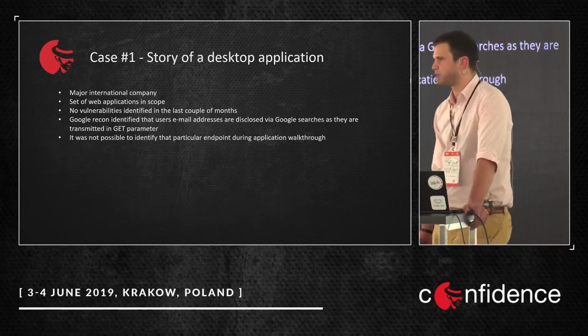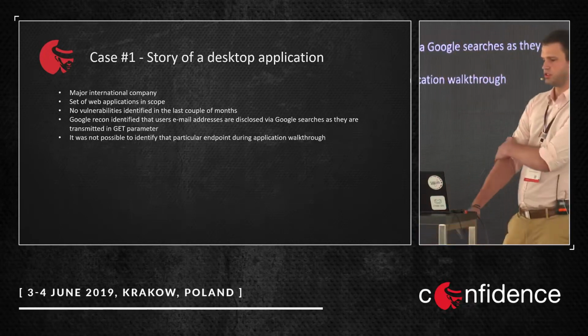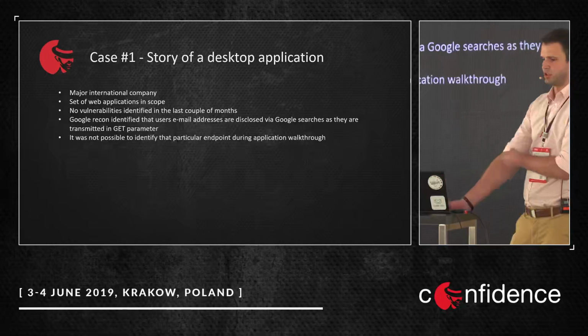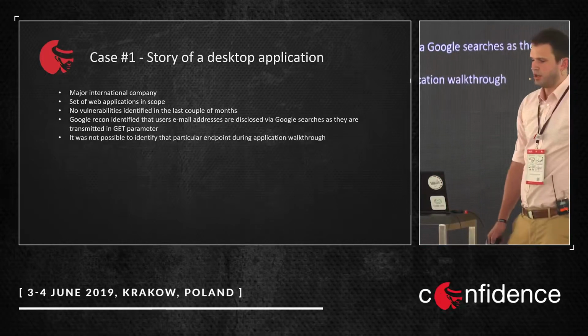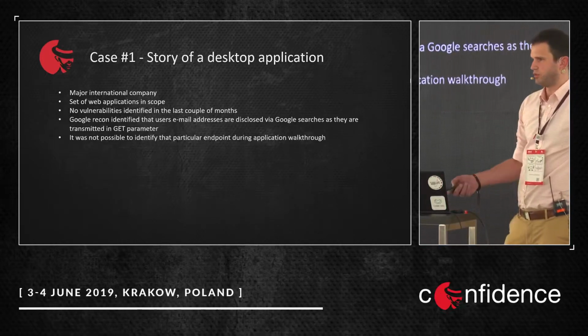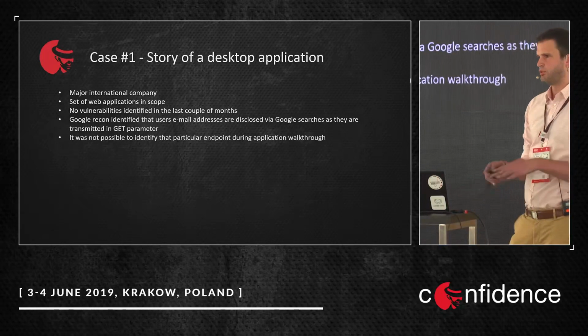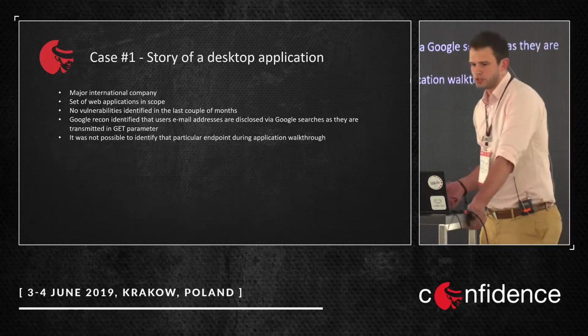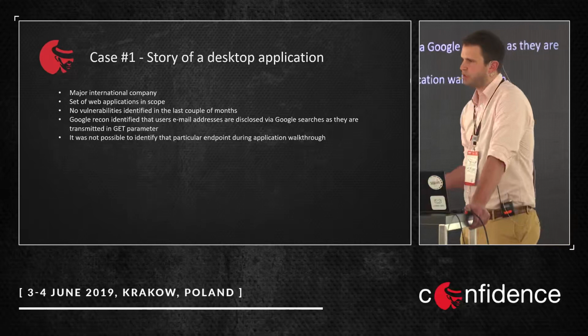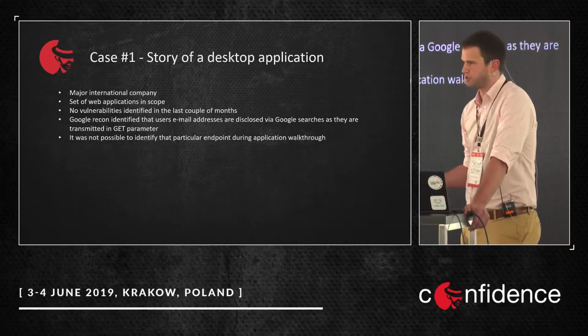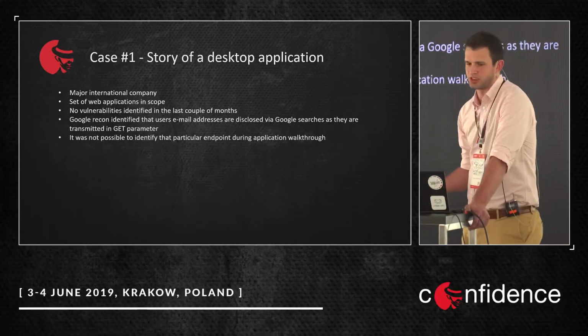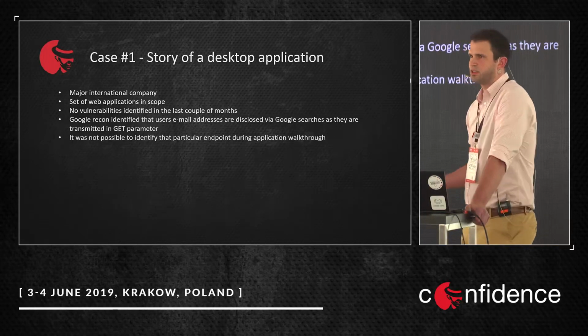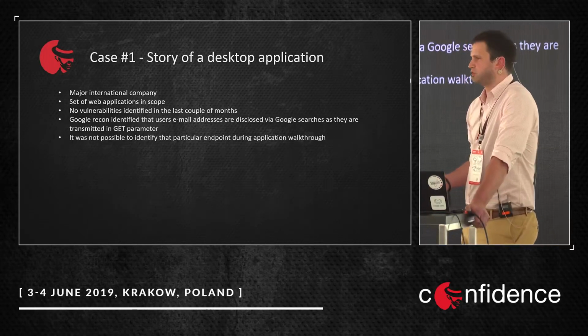Starting with the first example, the story of a desktop application. There was a bug bounty for this company, which was available for some time already, and you have pretty much the entire domain in scope. So I did a little bit of research in that domain, looking for information on Google and so on, finding some potentially vulnerable endpoints. And to be honest, it was not that easy to find something.